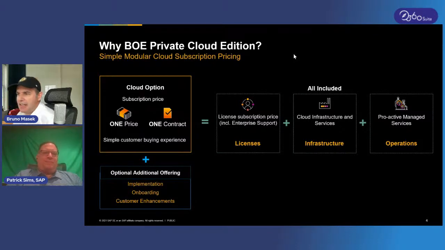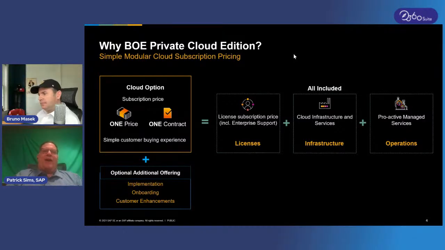Okay. So let's get moving. All right. So we talked about what it is. It's Bobj in the cloud for you. What it includes then, and why it's nice for you.